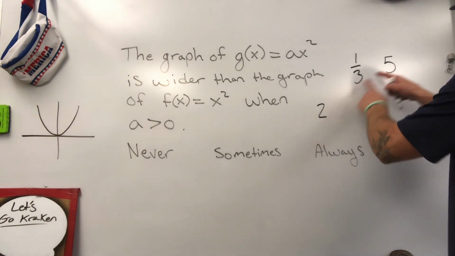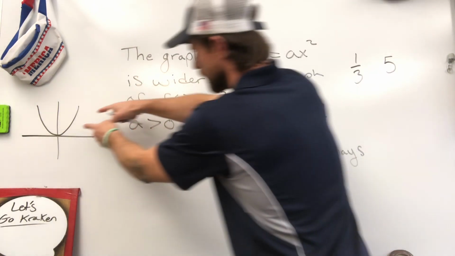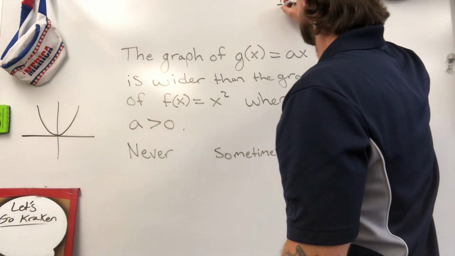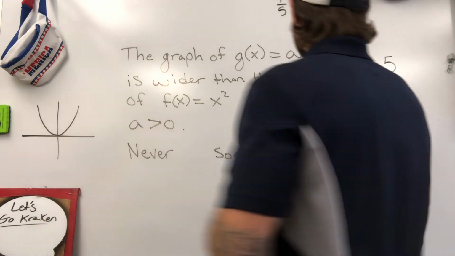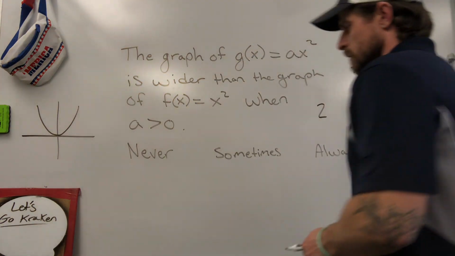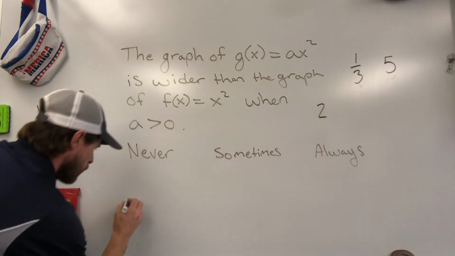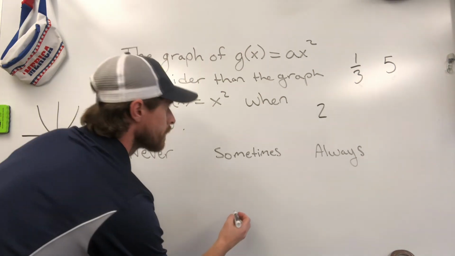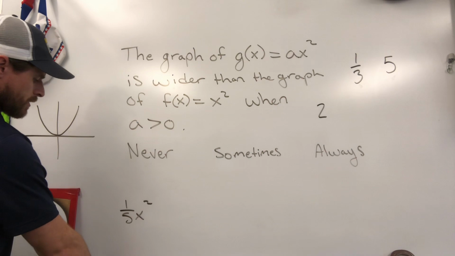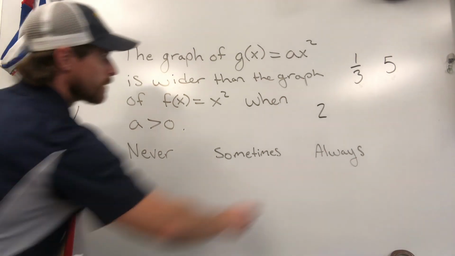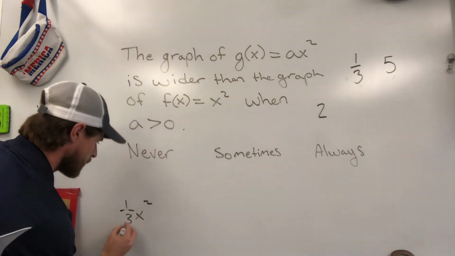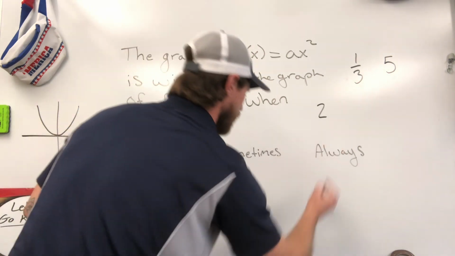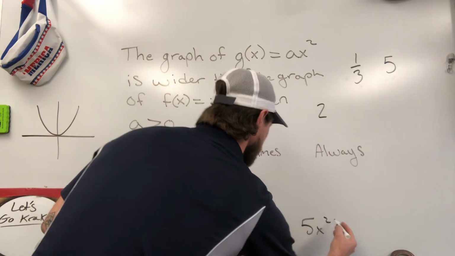Would all of these here be wider than that right there? So 1/5, can you guys see that? Nope, that's too high. We'll write it down here. 1/5 x squared. Why am I saying 1/5? 1/3, my bad. 1/3 x squared, 2x squared, and then 5x squared.